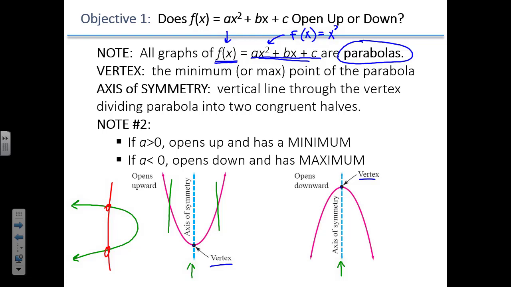But the thing that I want you to note here is that whether the parabola opens up or down depends completely on our coefficient a. If a is bigger than 0, that is to say positive, that parabola will open up. And if a is less than 0, that is to say negative, then it's going to open down. So we can just look at a quadratic and know which direction it's going to open. But there's more to graphing a parabola than that.